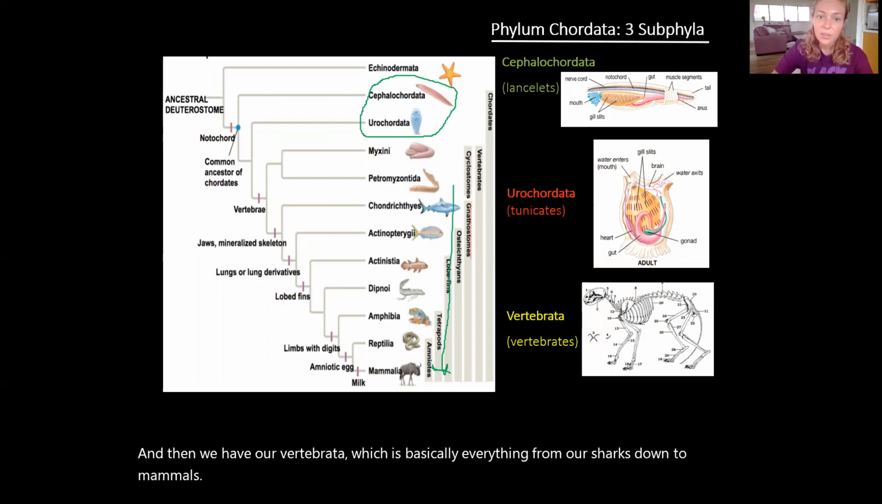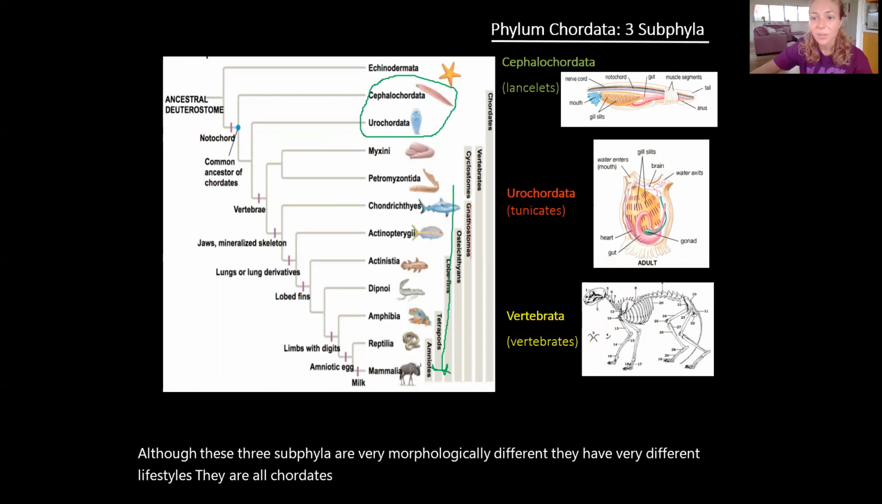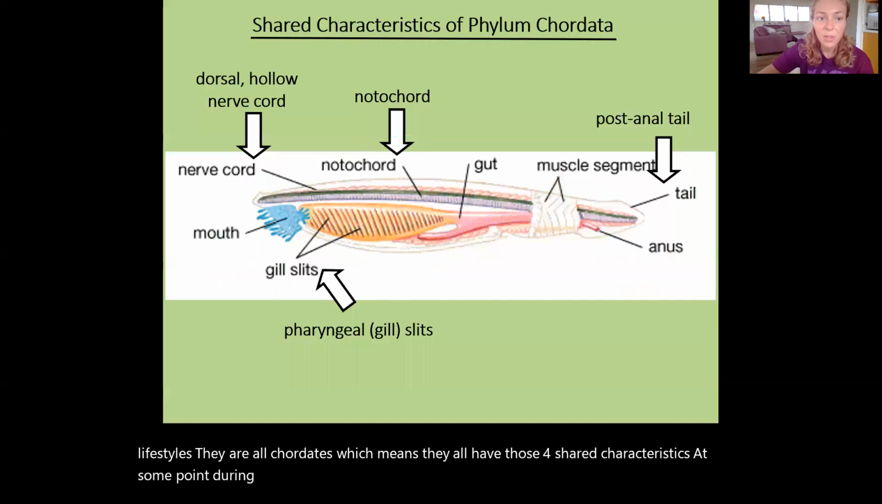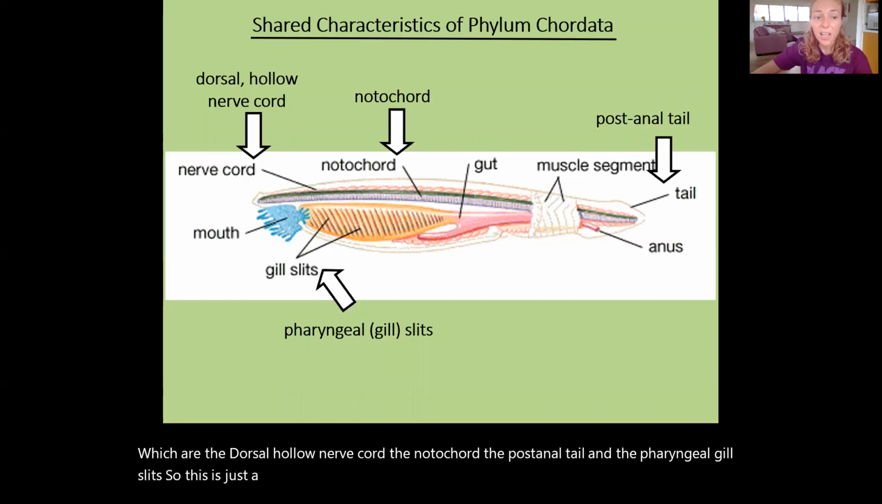So although these three subphyla are very morphologically different, they have very different lifestyles, they are all chordates, which means they all have those four shared characteristics at some point during development, which are the dorsal hollow nerve cord, the notochord, the postanal tail, and the pharyngeal gill slits. So this is just a zoomed in image of that lancelet, which is our primitive chordate, showing all of those four shared characteristics.